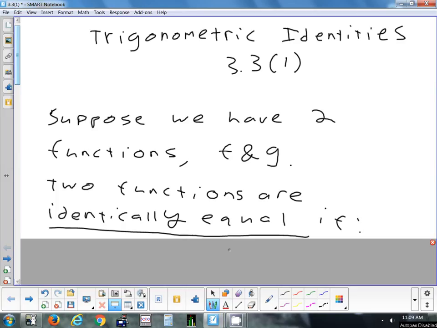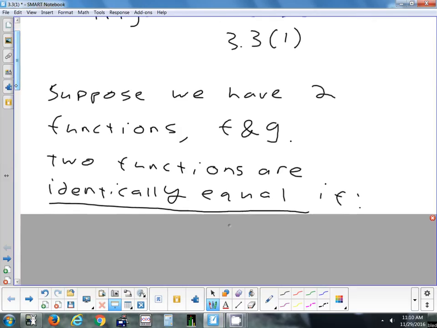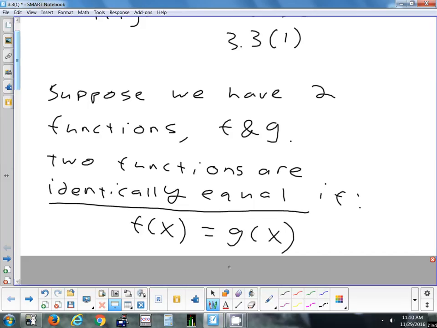So suppose you have two functions in math, like f and g. You might have a formula in algebra like f of x equals something and g of x equals something. Two functions. These functions are equal to each other if f of x equals g of x. What that means is if you plug a number into function f and you plug that same number into function g, you get the same answer every time.